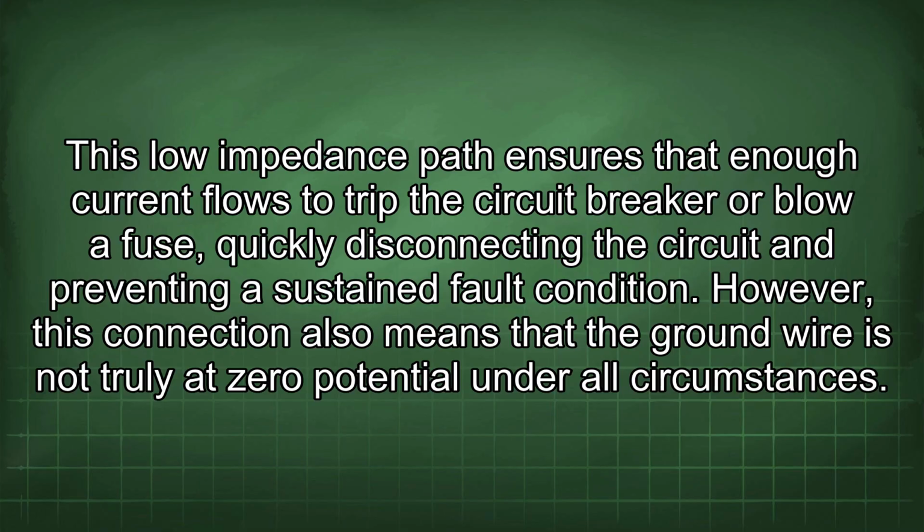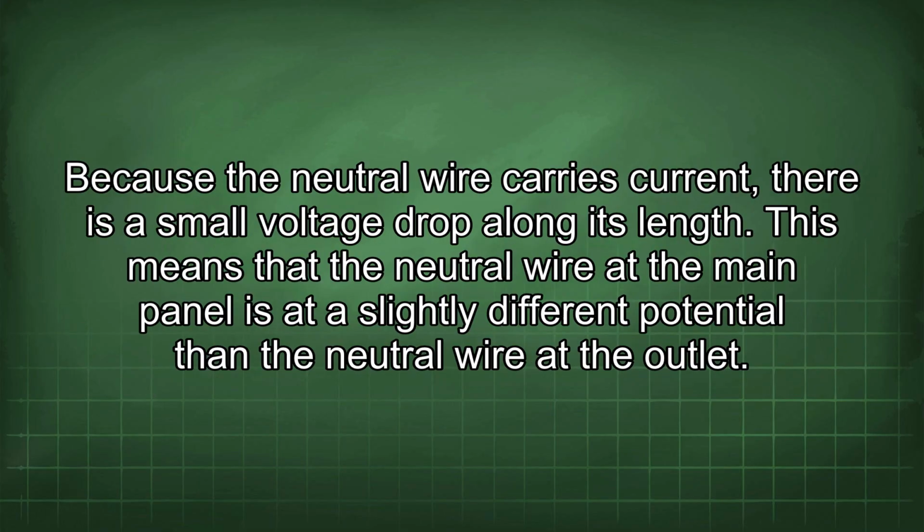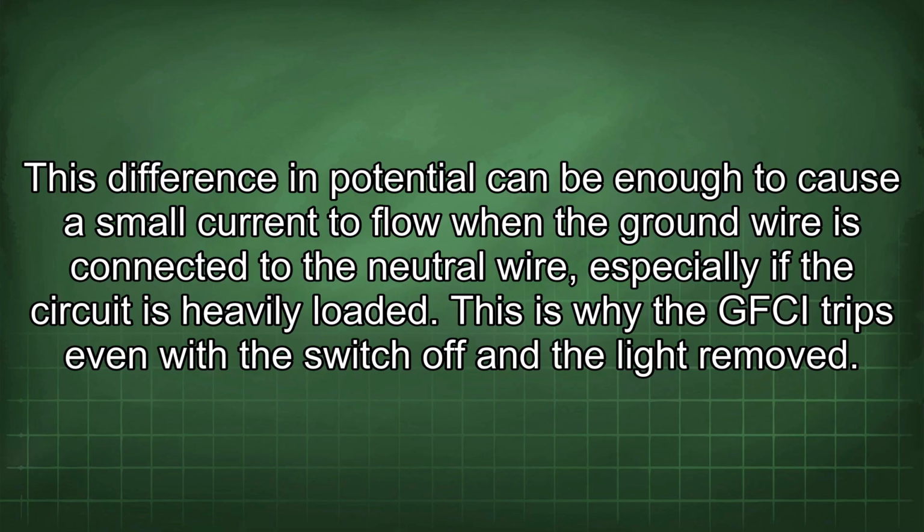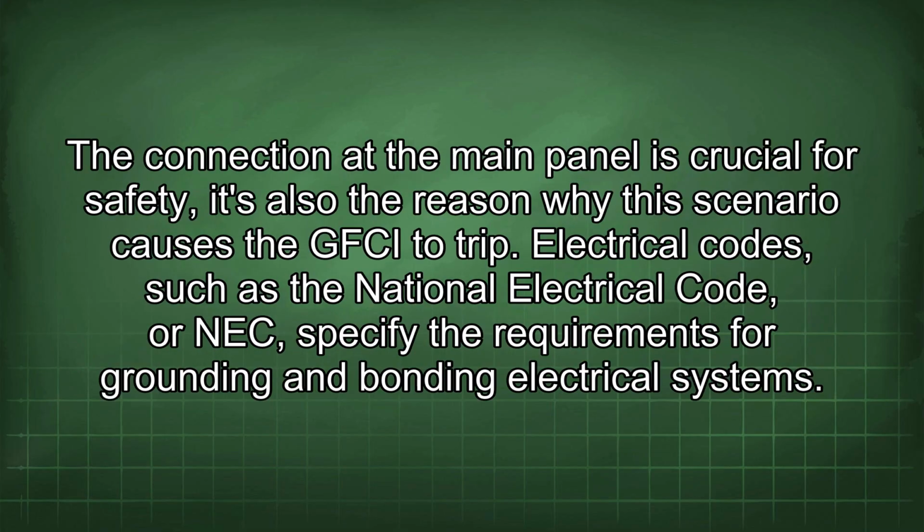However, this connection also means that the ground wire is not truly at zero potential under all circumstances. Because the neutral wire carries current, there is a small voltage drop along its length. This means that the neutral wire at the main panel is at a slightly different potential than the neutral wire at the outlet. This difference in potential can be enough to cause a small current to flow when the ground wire is connected to the neutral wire, especially if the circuit is heavily loaded. This is why the GFCI trips even with the switch off and the light removed. The connection at the main panel is crucial for safety. It's also the reason why this scenario causes the GFCI to trip.